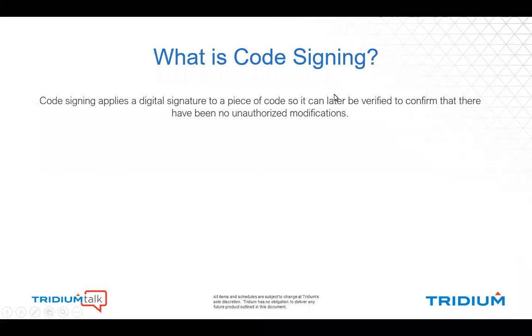So first of all, what is code signing? Code signing is the process of applying a digital signature to a piece of code so that it can later be verified to confirm that it came from a trusted source and that there have been no unauthorized modifications.